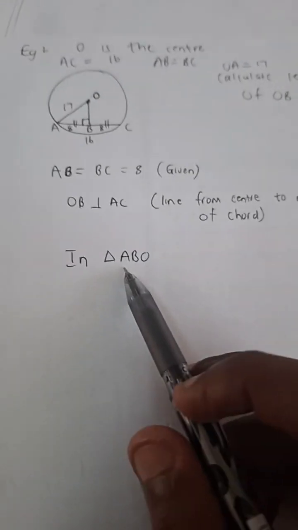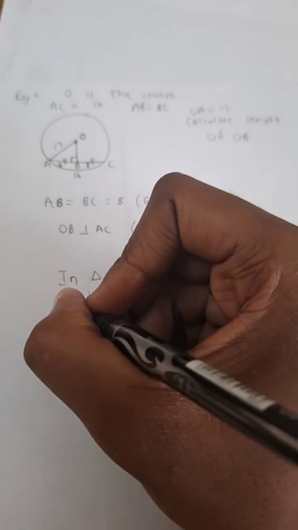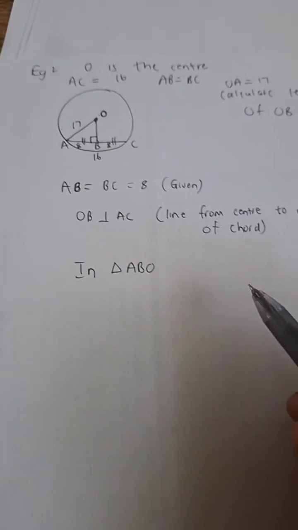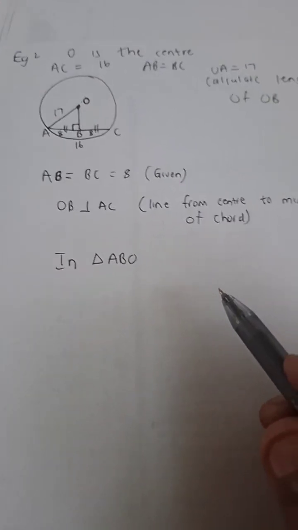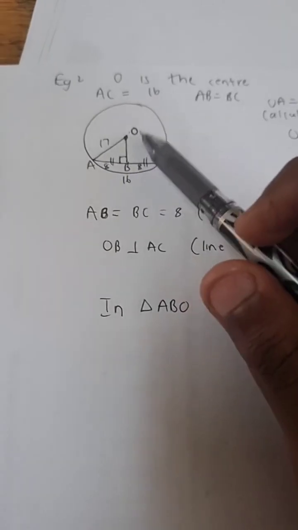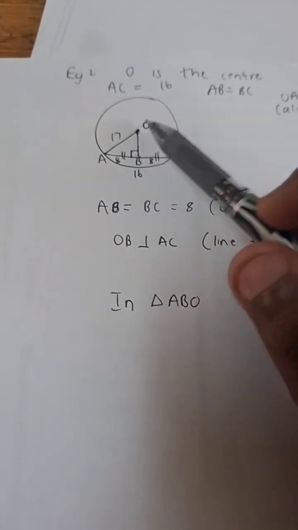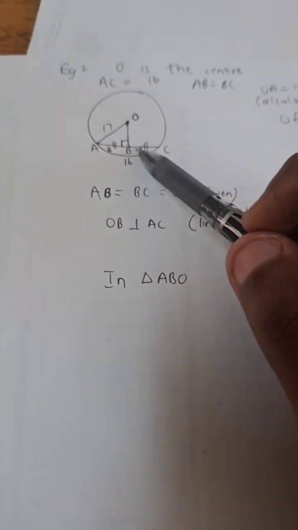So in triangle ABO, now we can go ahead and find what? OB. But we know that we can use who to find OB there? We can use what? Pythagoras, guys. We can use Pythagoras, right? So in triangle OBA, we can use Pythagoras to find the length of OB. We already have the length of AB.